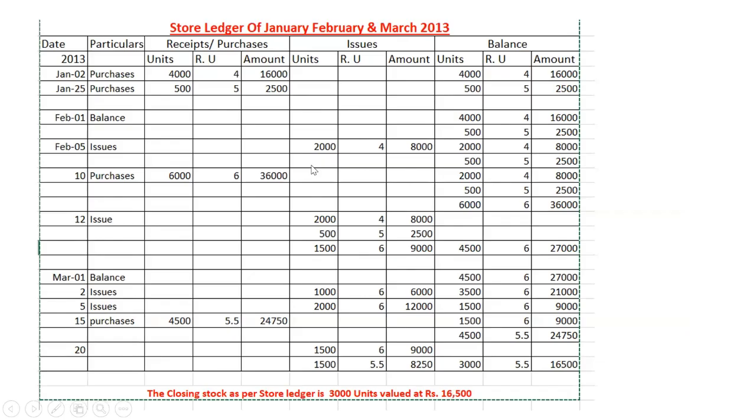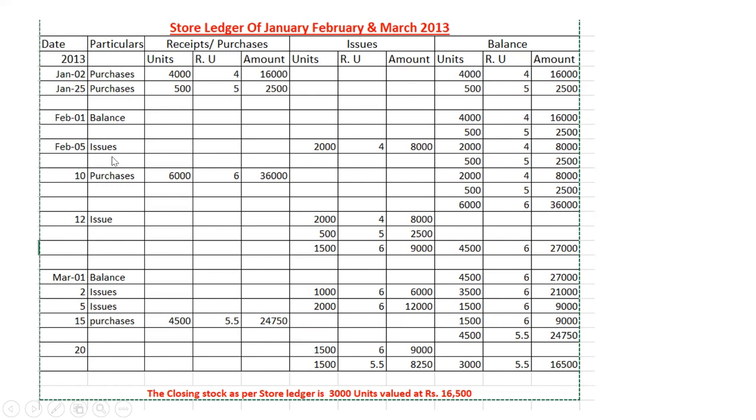Next in Feb, there is an issue on the 5th. So before that, what we have to do, this balance we have to show as an opening balance on 1st Feb 2023. So write down the 1st Feb balance or opening balance. As I said, you should write those separately. 4,000 units first, 4 rupees, 16,000, then 500, 5 rupees, 2,500. Write them separately.